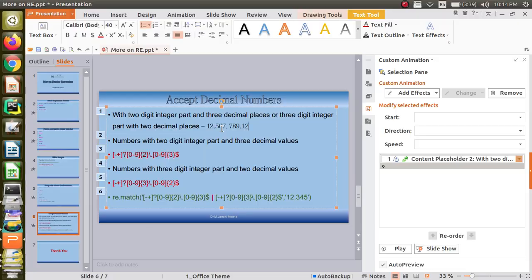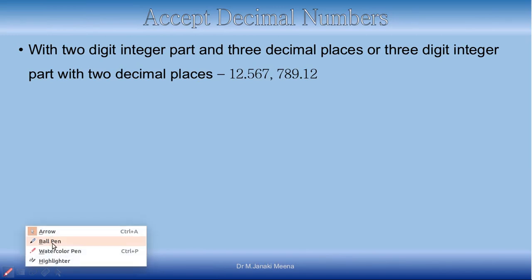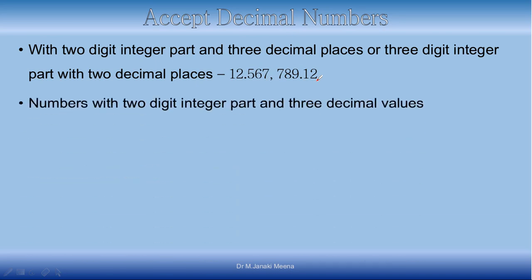789.12, right? You can see that here in this case there are 2 digits in the integer part, 3 decimal values are there. Here 3 digits in the integer part and 2 decimal places are there. So these are all the formats in which we are going to accept the decimal numbers. So now we will see what is the expression for this 2-digit integer part and 3 decimal values. We can write like this, okay?